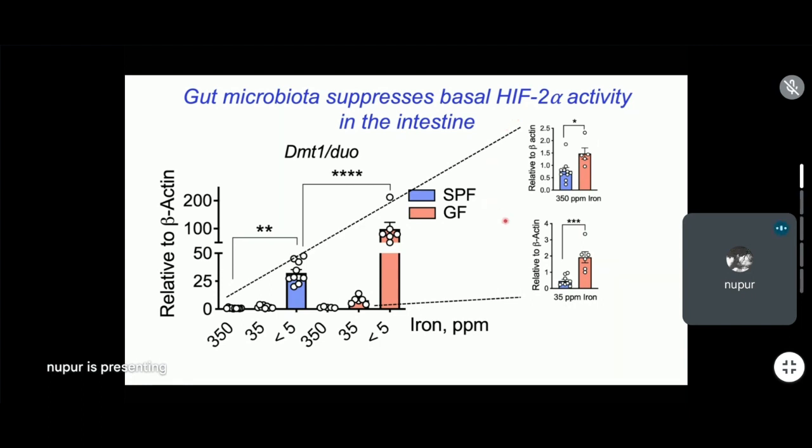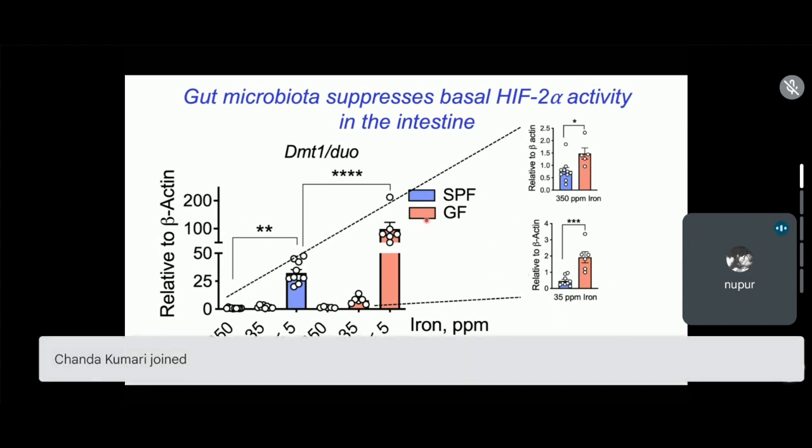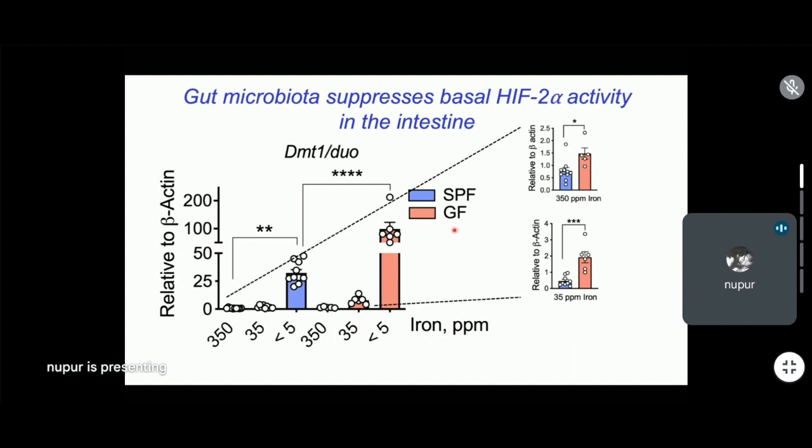So now there are several questions. These are the germ-free mice. They have never seen microbiota. Do they have any physiological problem? Are there immunological issues that are causing this? It may not be directly related to iron. It may be that they inherently have some issues, and that's why this is upregulated. So we did not know.